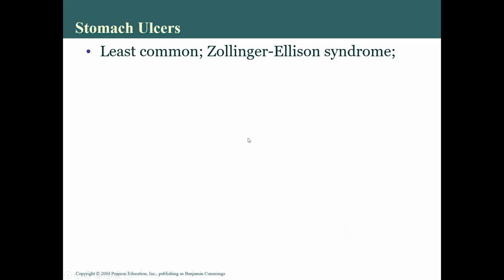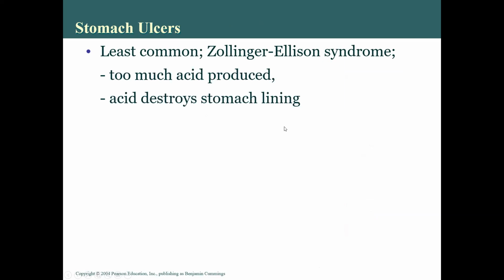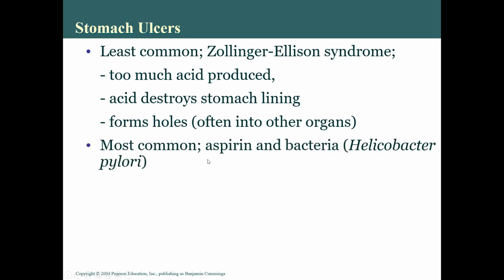Okay, ulcers. The least common cause, it turns out, is too much acid production. So when people have ulcers, it's not most commonly too much acid. The acid destroys the stomach lining. If you do have way too much acid, it's called Zollinger-Ellison syndrome, and that can cause destruction of the stomach lining, which is a problem because then those acids can start to damage other organs nearby. So that usually is treated either with medicines or surgery.